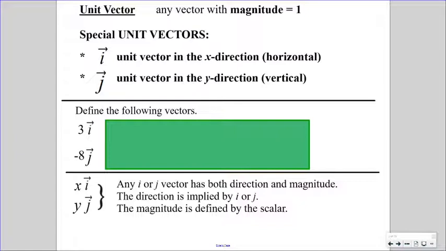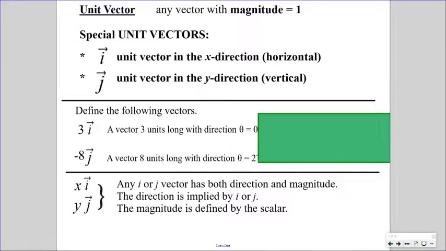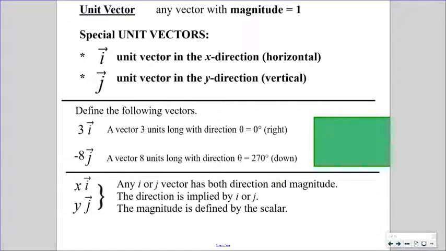If I have this vector 3i or negative 8j, what we're talking about here with 3i is a vector that is 3 units long, has a direction of 0 degrees if we're still using the unit circle. Okay, so 0 degrees like on the positive x-axis. Negative 8j then would be a vector that is 8 units long with a direction of theta equal to 270 degrees. So that's straight down along the negative y-axis. Again, when we use theta, we're talking about unit circle measures.